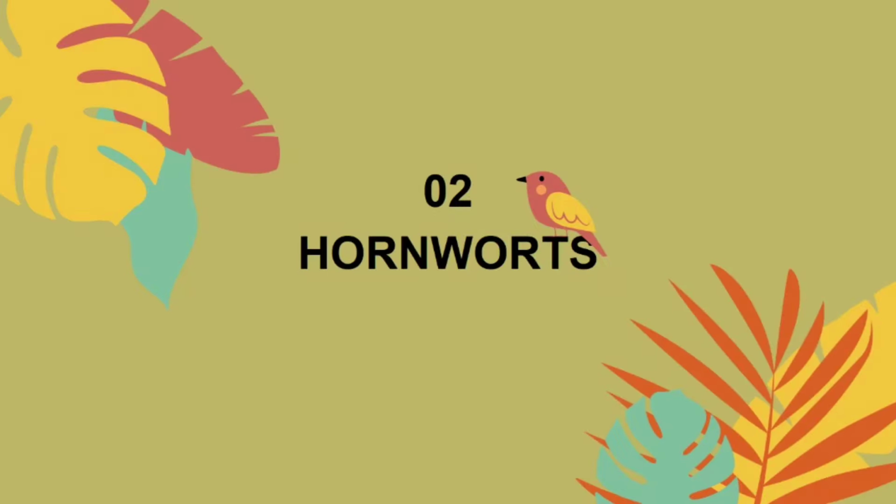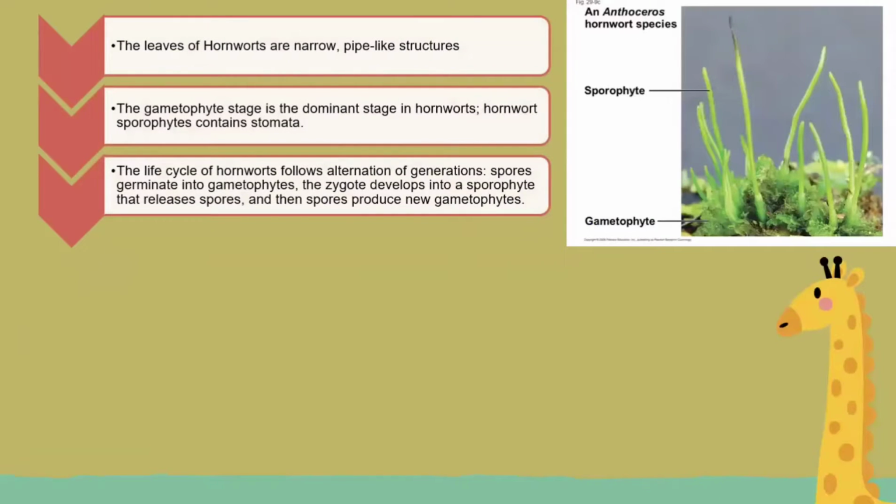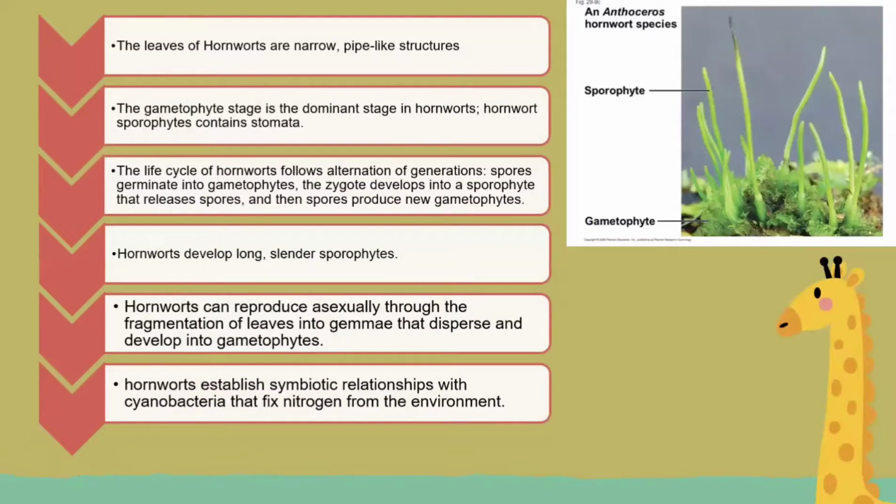So now it's time to dig into hornworts. There are some characteristics of hornworts. The first one is that the leaf of hornworts is a narrow, pipe-like structure. The gametophyte stage is the dominant stage in hornworts. Hornwort sporophytes contain stomata. The life cycle of hornworts follows alternation of generations.